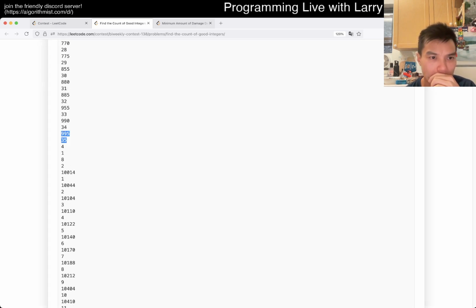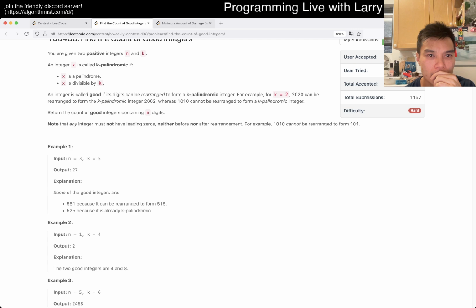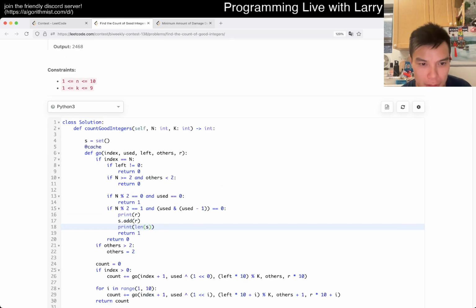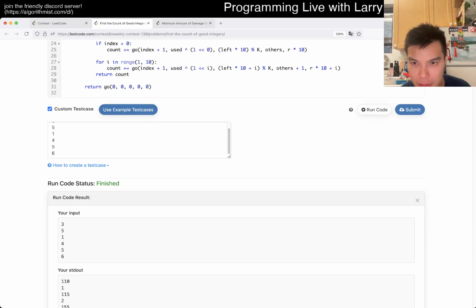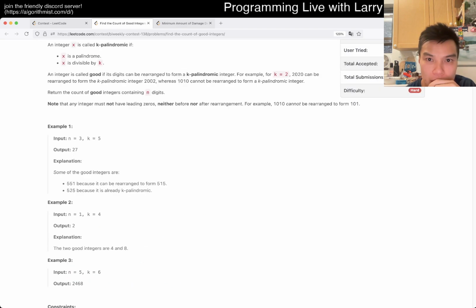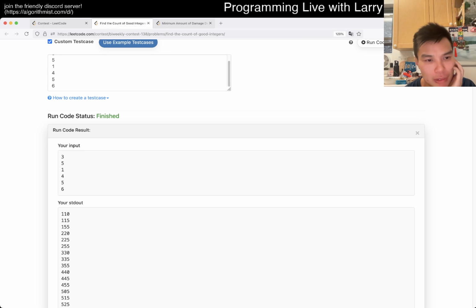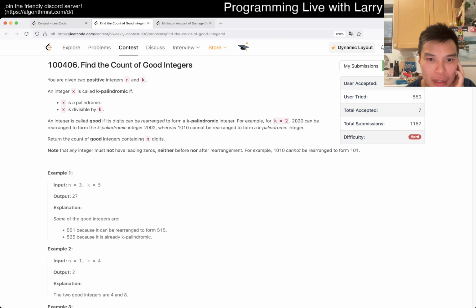Okay, so it's 35. What am I missing? Why is it only 27? Then, okay, am I missing some principle here? 110, that's good. Oh, it converts to 101, which is no good. No, wait. I think I misread this one.